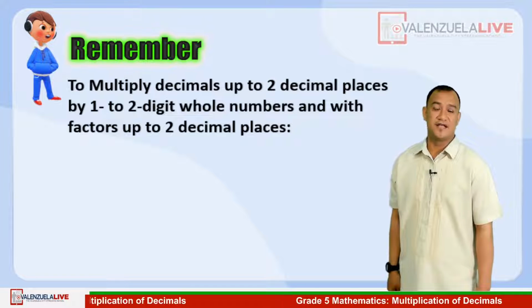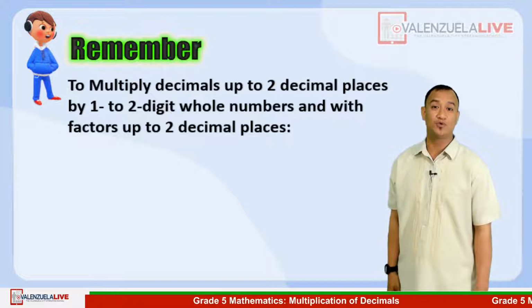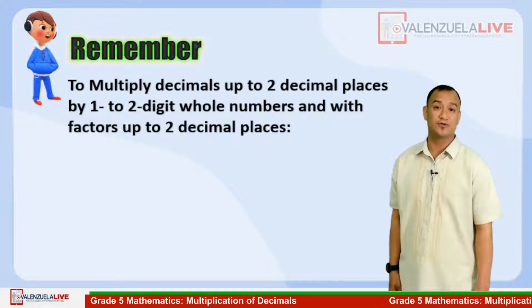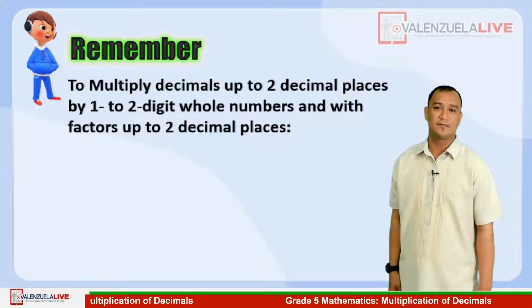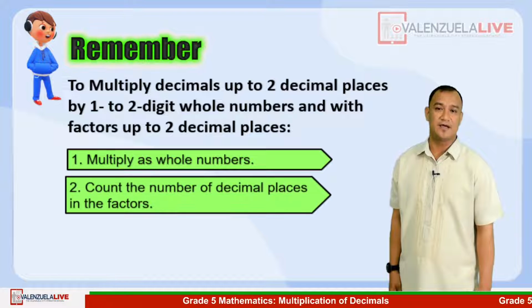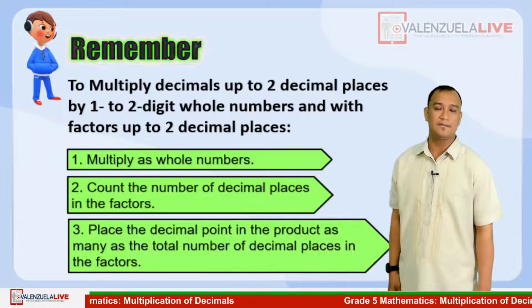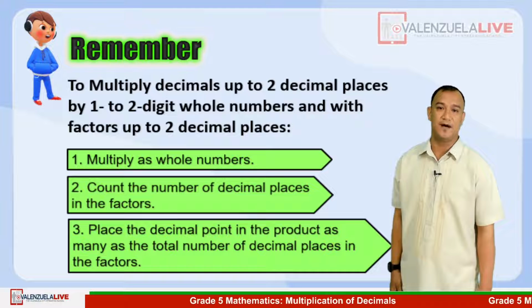Now, let us summarize the lesson we discussed in multiplying decimals. To multiply decimals up to 2 decimal places by 1 to 2 digit whole numbers and with factors up to 2 decimal places, we follow these steps. First, multiply as whole numbers. Second step, count the number of decimal places in the factors. And finally, place the decimal point in the product as many as the total number of decimal places in the factors.